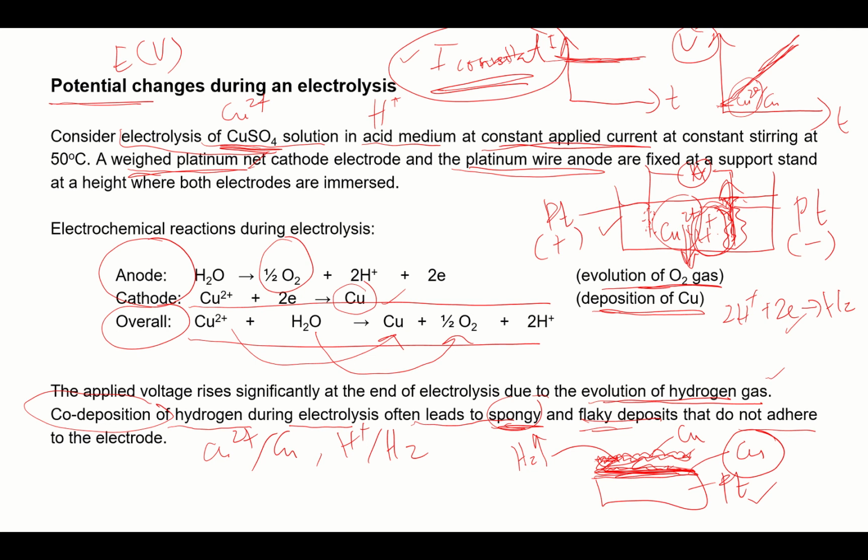So the voltage will increase because the concentration of copper will reduce with time, because a lot of copper 2+ ions will form copper deposit, and hydrogen will dominate the process.